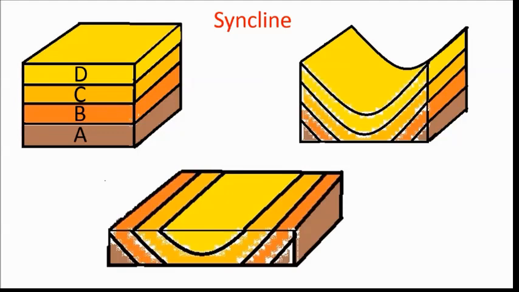Now, it's important from your examinations that you remember what happens in this type of block diagram. A was the oldest rock, B was the second oldest rock, C was the next oldest, but D was the youngest. So on this diagram you can see the youngest rock on the syncline is in the centre, and as you go further out you get to the older rocks.